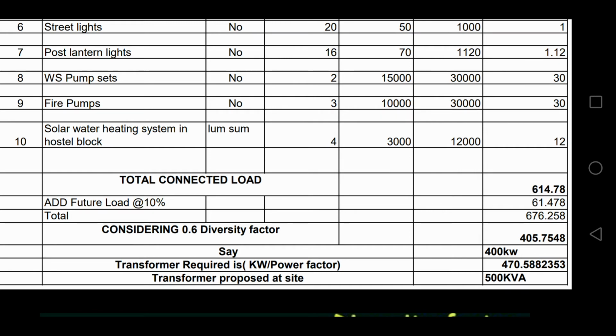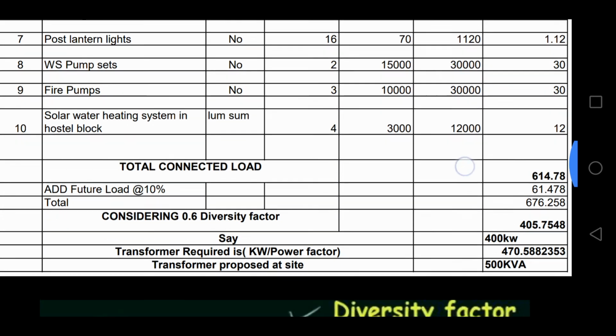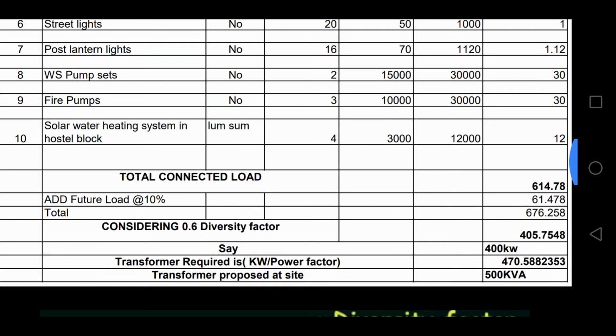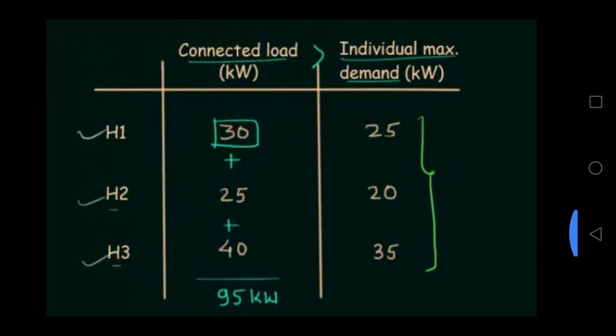The diversity factor means you will not turn on all the lights at a time. Some lights will be on and some lights will be off. Like the ceiling fans and exhaust fans, they will not be functioning continuously all the time. For example, street lights will function at night, not in the daytime. So all the loads will not function at a time.